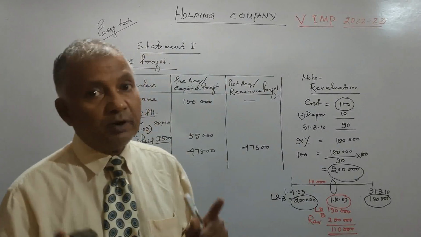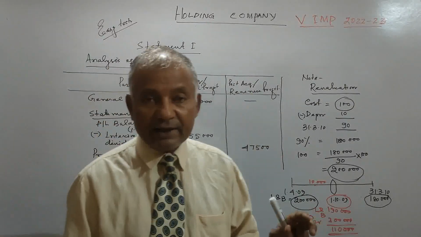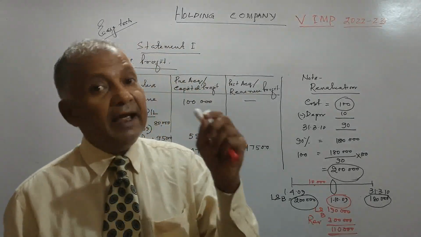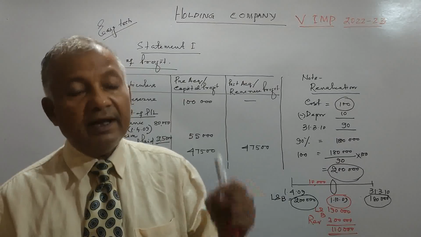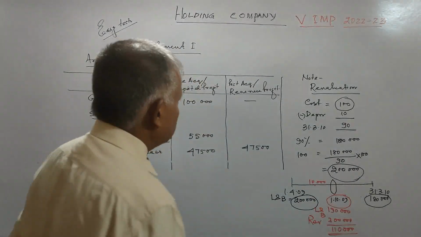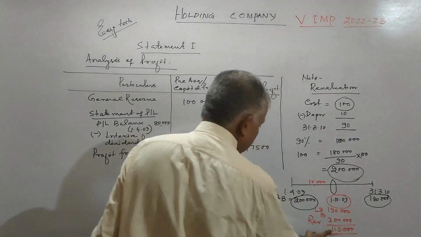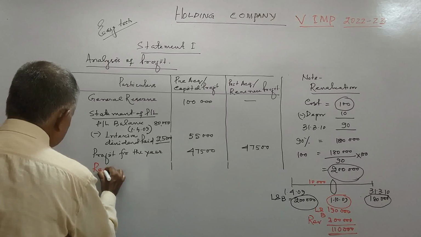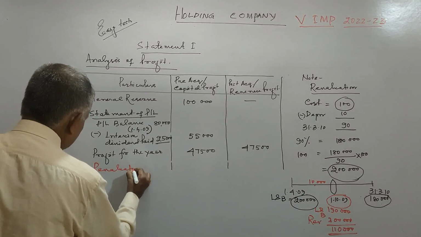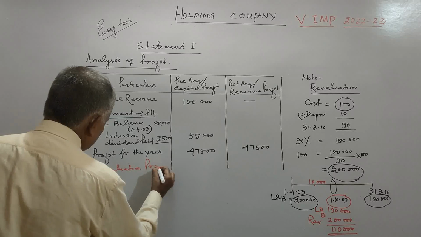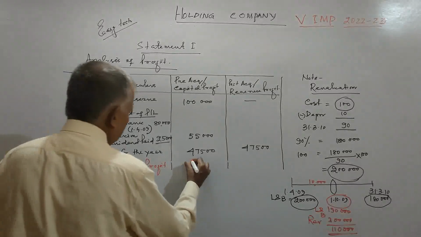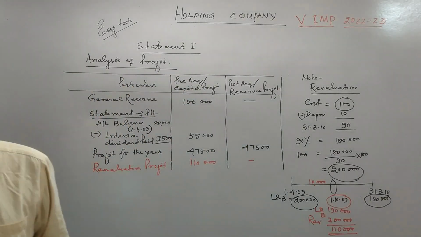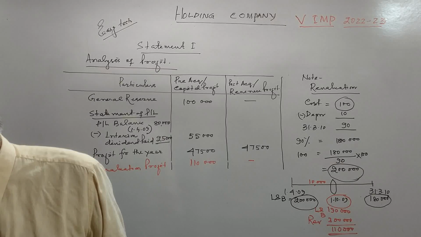Therefore from this problem, in the 6th semester Calcutta University exam, you will definitely get at least 2 to 3 adjustments as a common one. So revaluation profit, I will write here, revaluation profit. This is your 1,10,000. This is capital nature, right?